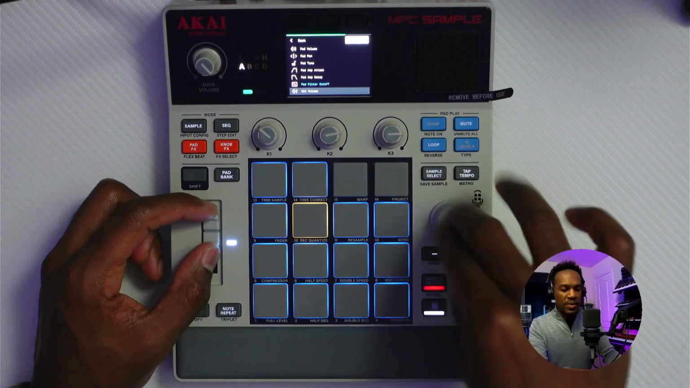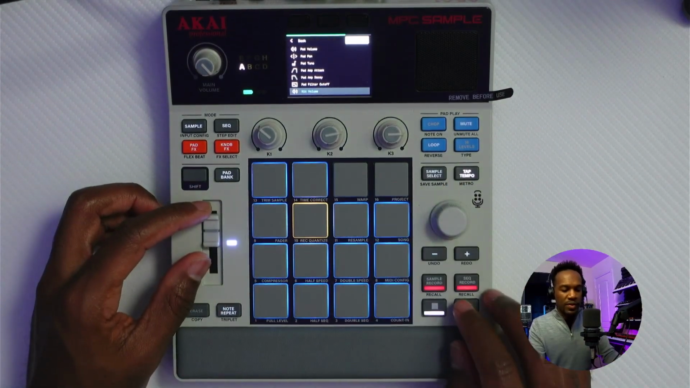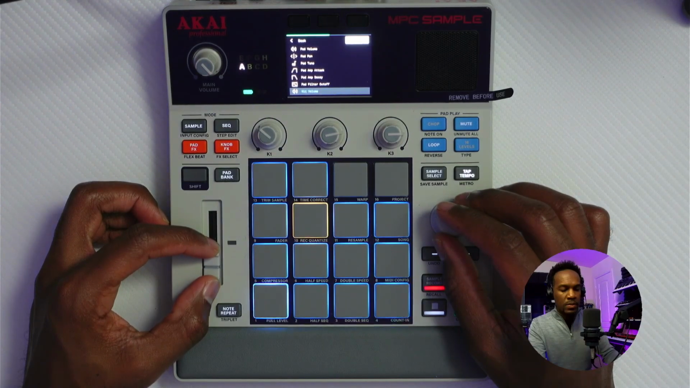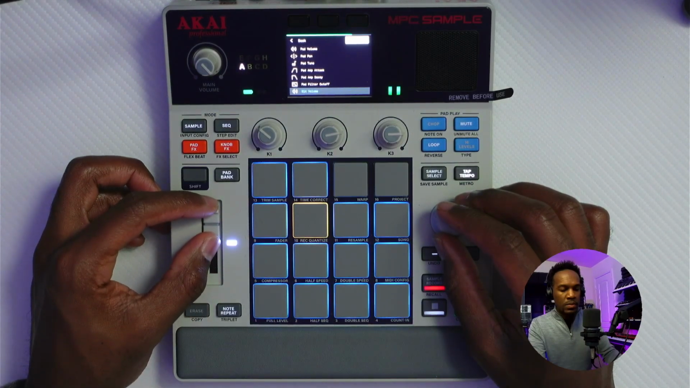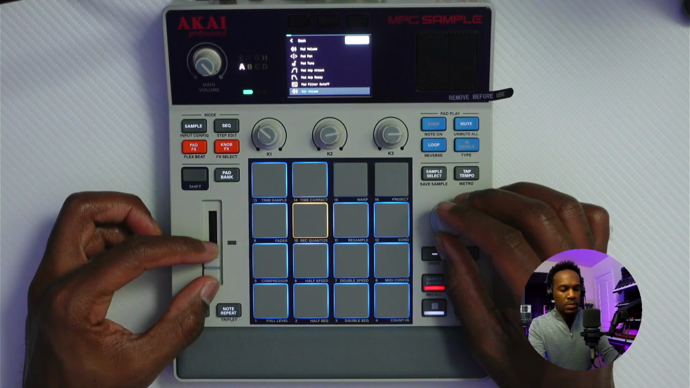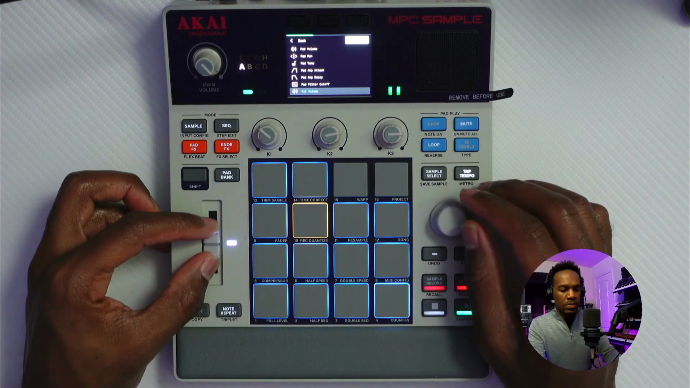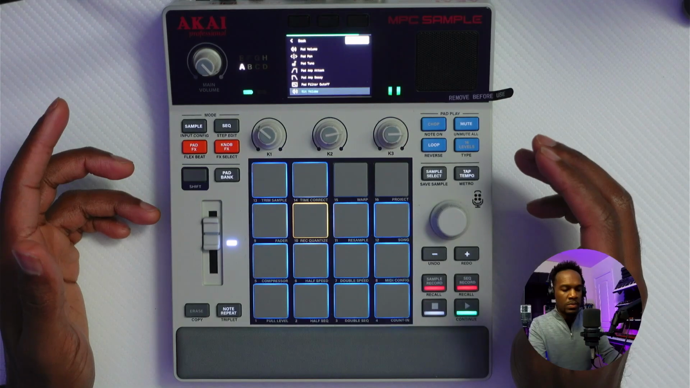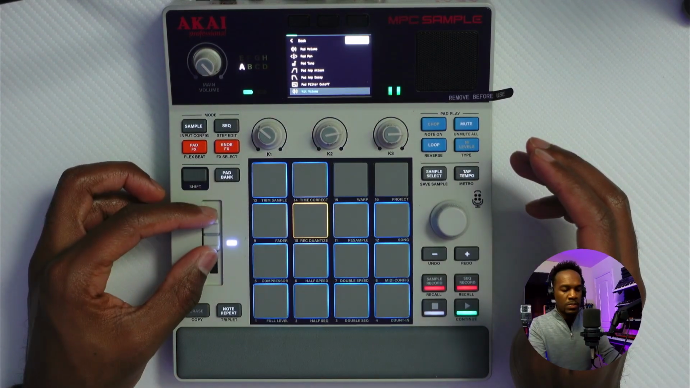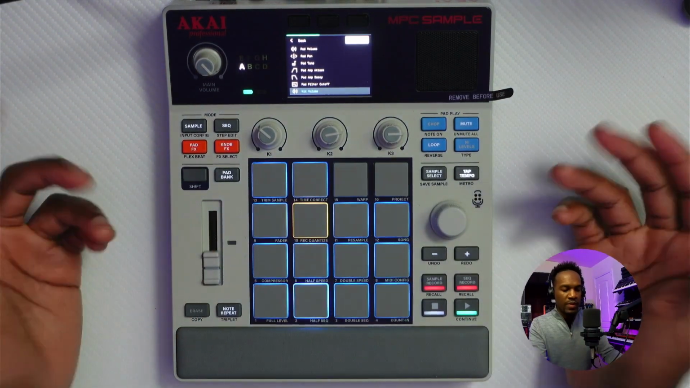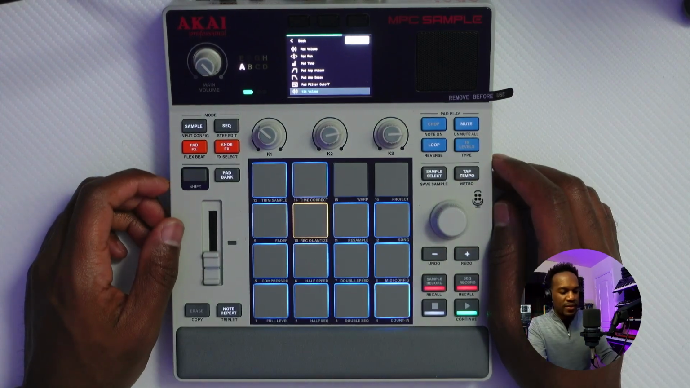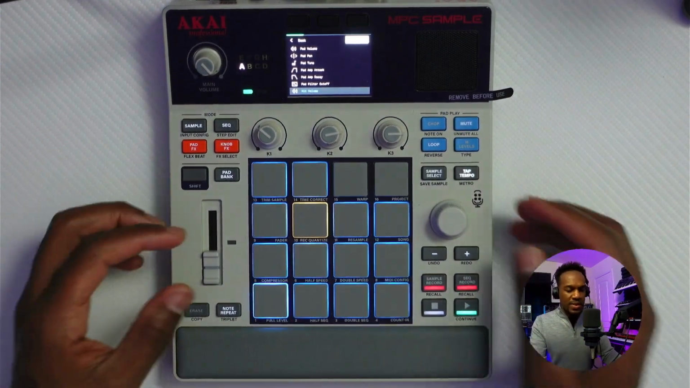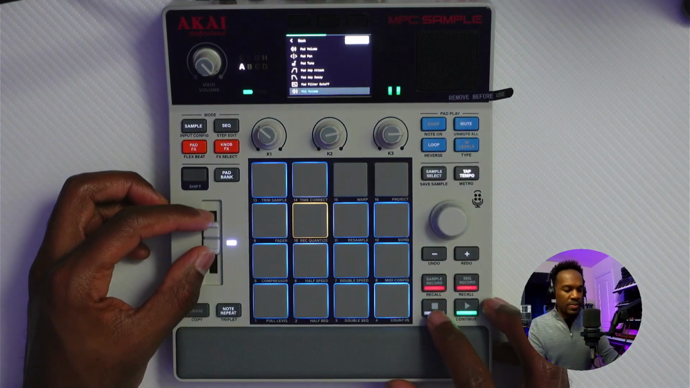And then ultimately you have the overall volume of your kit. So if I want to decrease the volume of the entire kit as opposed to addressing the pads autonomously, I can do that.